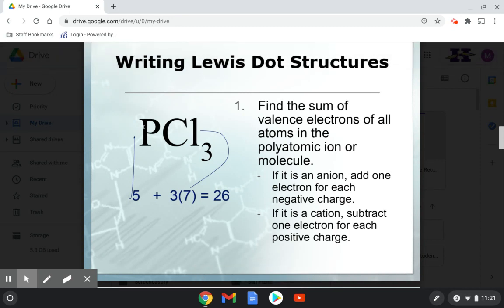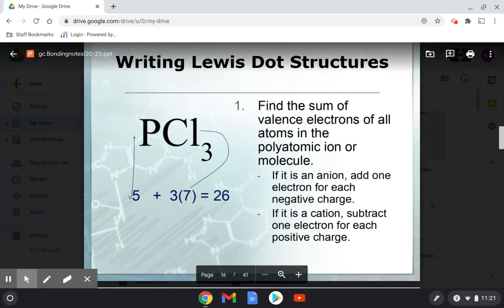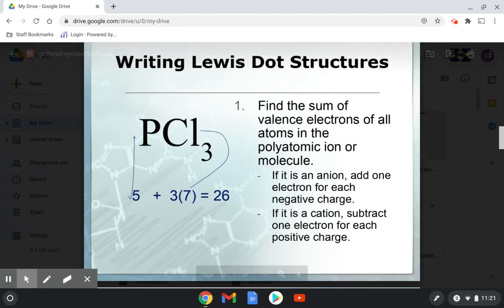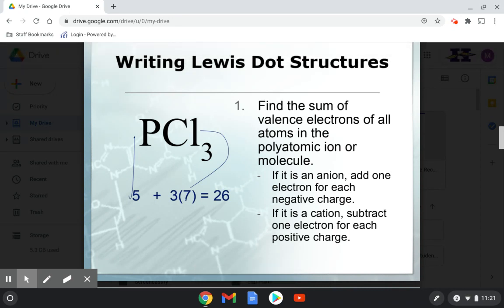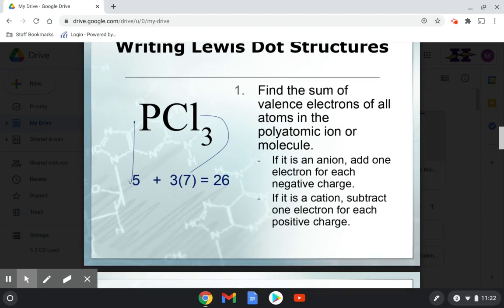If we look at phosphorus and chlorine here, we see that both of them have a neutral charge. The phosphorus has 5 valence electrons, so we're going to do 5 here. And chlorine has 7, but we have 3 chlorine atoms based on that subscript that we see. So again, 3 times 7, that's 21. 5 plus 21, that'd be 26. So there are 26 available valence electrons.